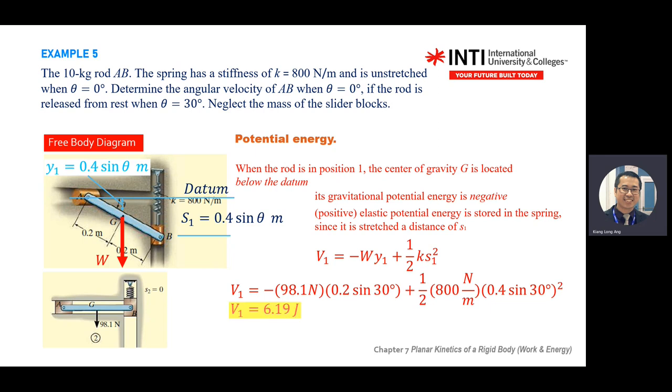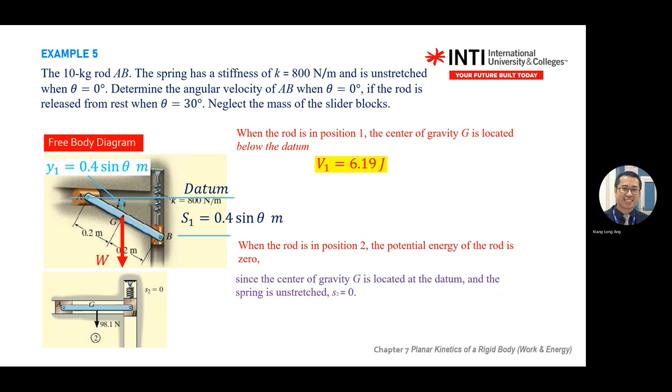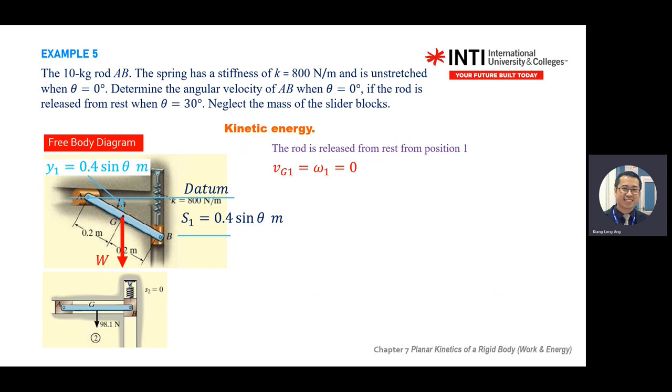You substitute, and you get your energy at the beginning. Then at position two, you let go, the spring goes up to 0 degrees, and you want to find omega here. Potential energy is zero because it has already reached the datum. Also, when it reaches this location, the spring is unstretched, so zero. There's no potential energy when it reaches 0 degrees. Then you use kinetic energy.